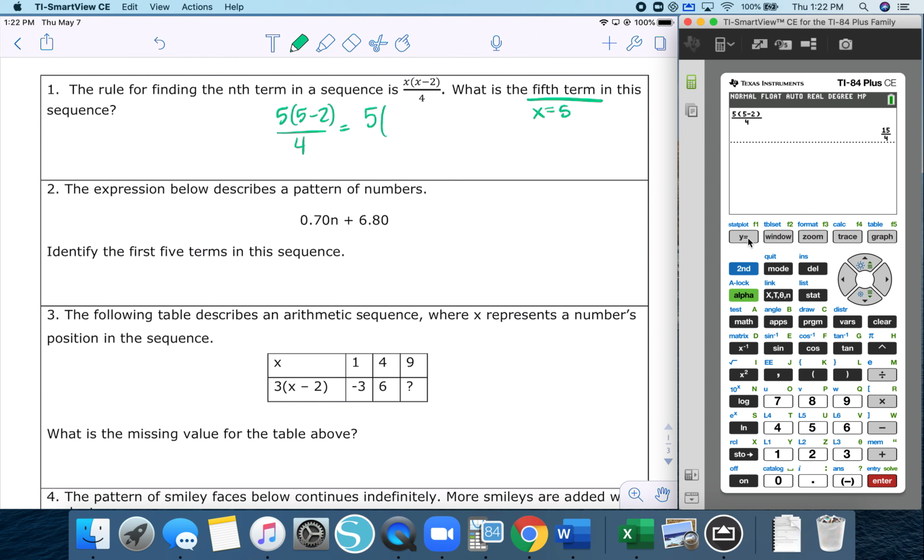You could also simplify by hand. So 5 minus 2 is 3 divided by 4. 5 times 3 is 15 divided by 4. So either way, you can do it piece by hand, or you can do it in the calculator.